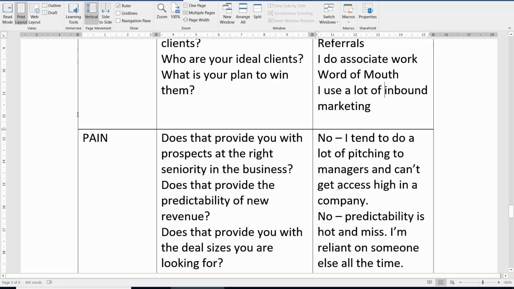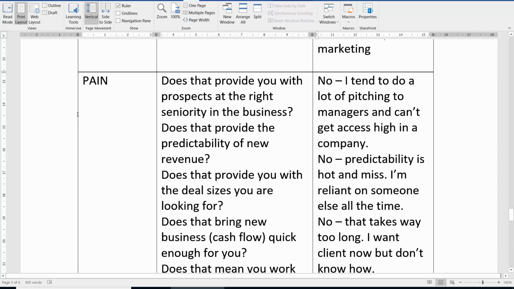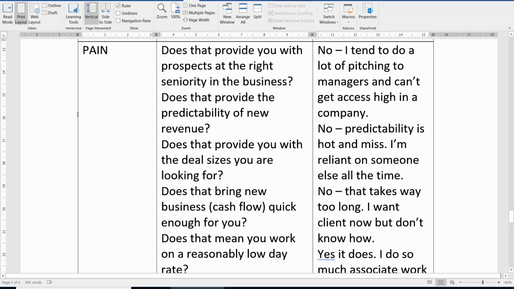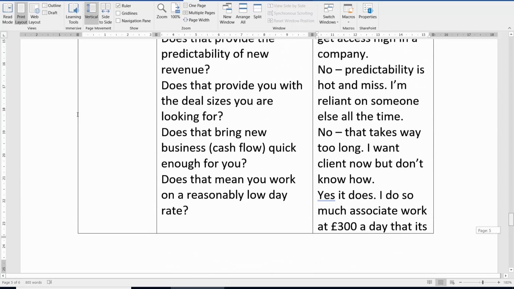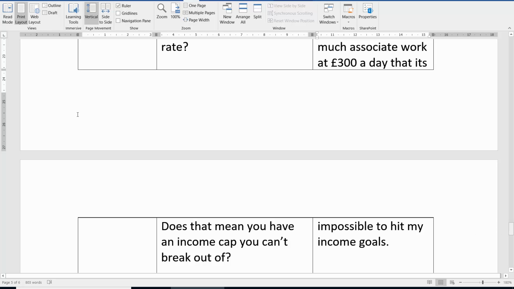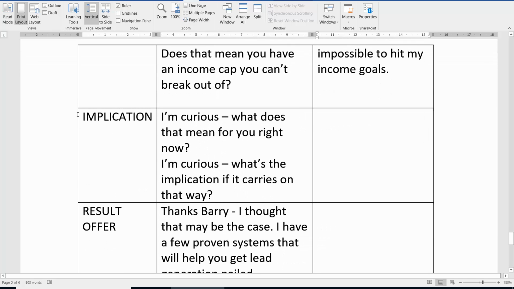So now I'm getting down to the crux of the issue. No, it doesn't give me the predictability. It's a bit hit and miss. I'm reliant on someone else. Okay, so now I can start thinking, where am I going to take this as well? Does that bring new business cash flow quick enough for you? No, that takes way too long. I want clients right now, but I just don't know how to do it. So now you have to see how people can respond to the pain question. At that point, depending on how comfortable you are, you can move into the implication.